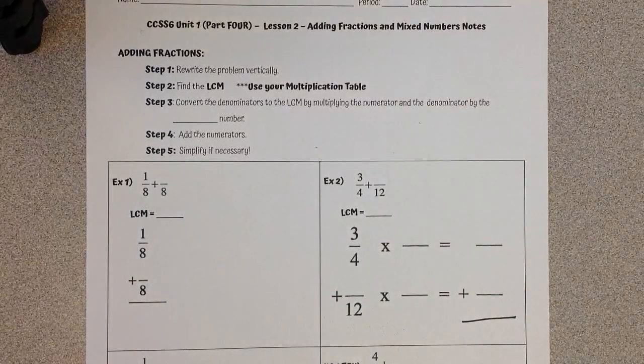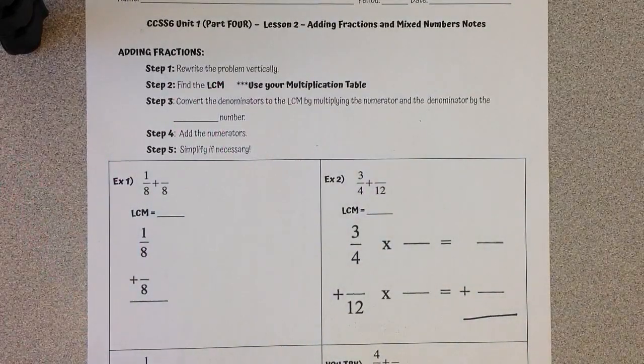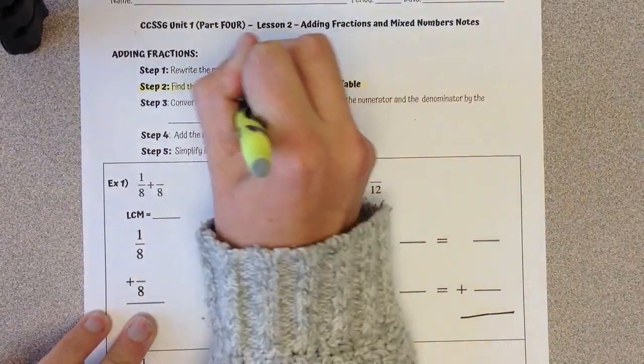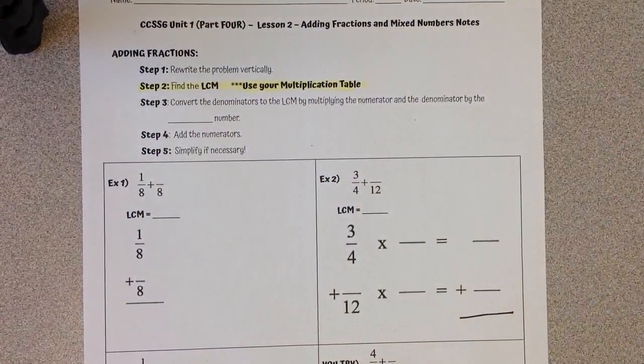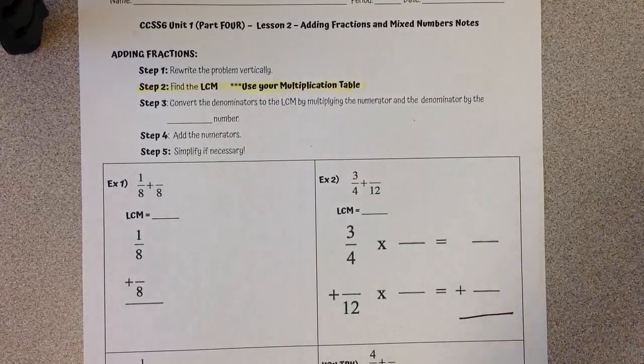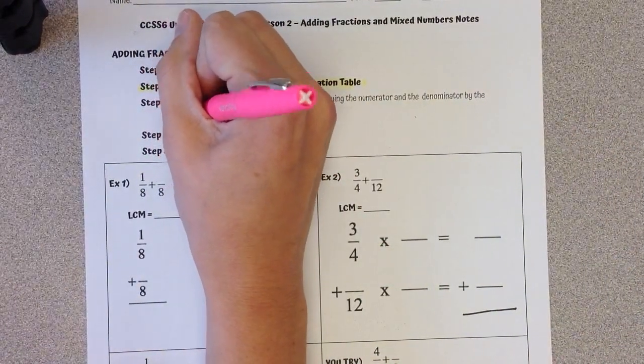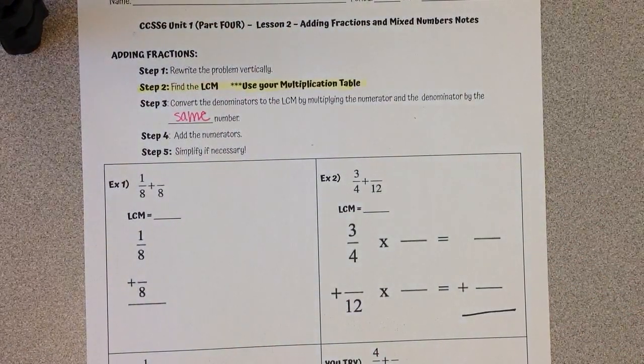Today we're going to talk about adding fractions and mixed numbers. So the biggest thing that you need to know for adding fractions is, well, first we're going to rewrite it vertically, but then we need to find the LCM. So I'm going to highlight this right here. Step 2, we need to find the LCM, and we should be using our multiplication table for that. Once we do that, we're going to convert the denominators to that least common multiple by multiplying the numerator and the denominator by the same number. Then we'll add and simplify if necessary.